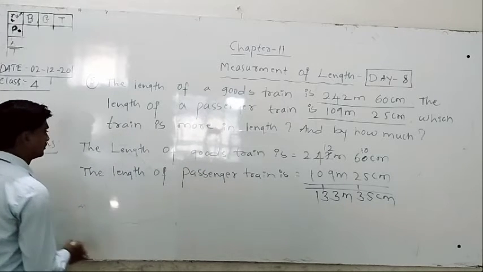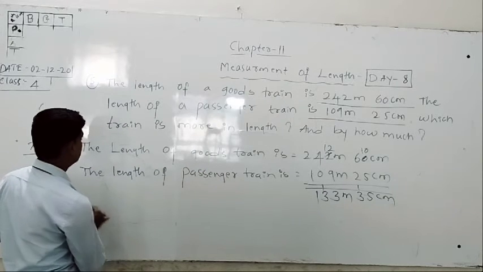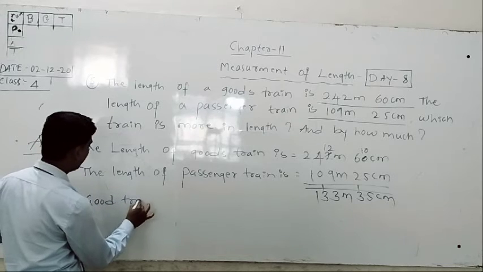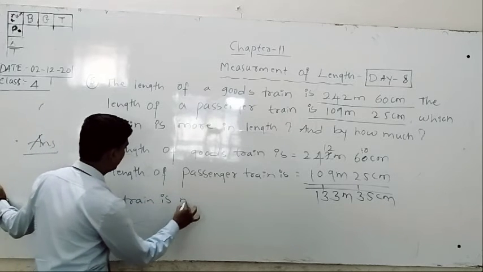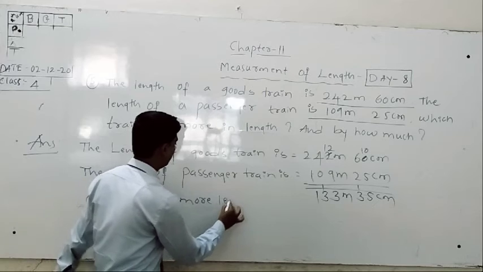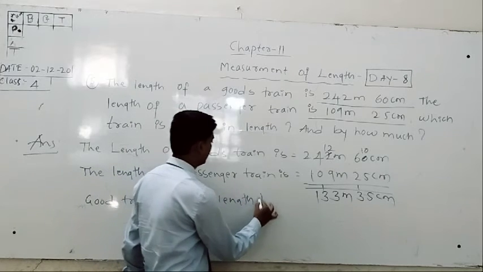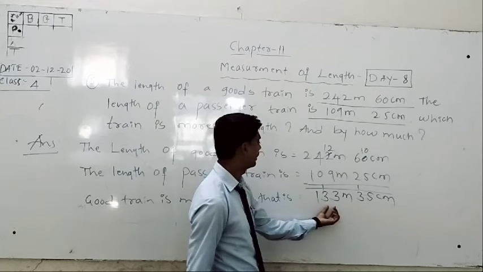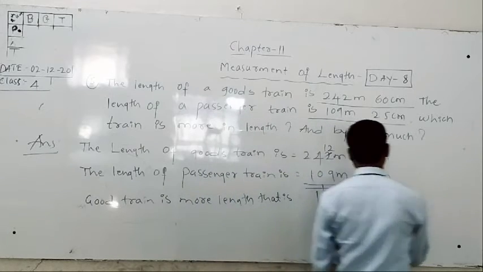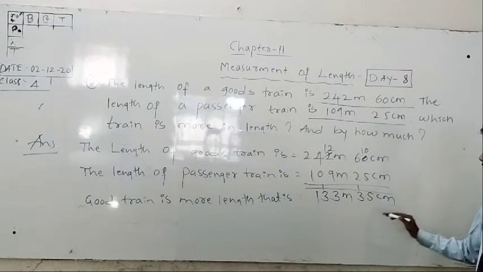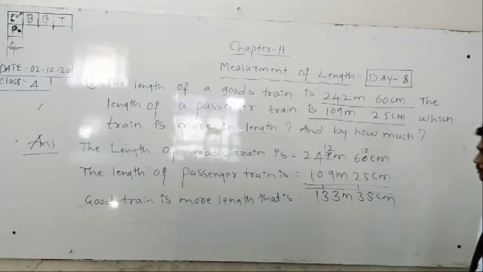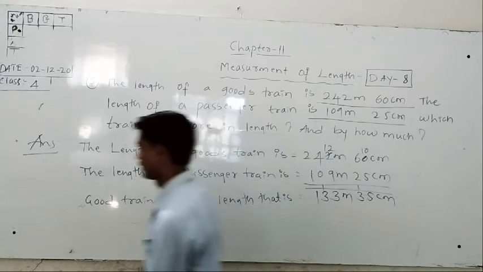Then the goods train is more length. That is 133 meter 35 centimeter. This is the more length. Understand? First of all, you should write this one clearly. Okay, write down first.